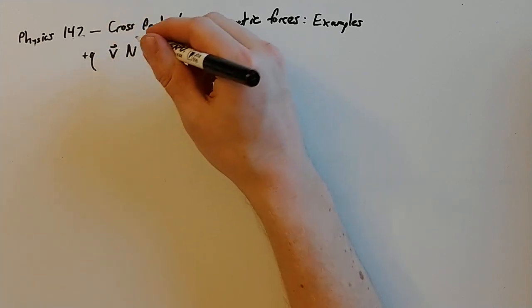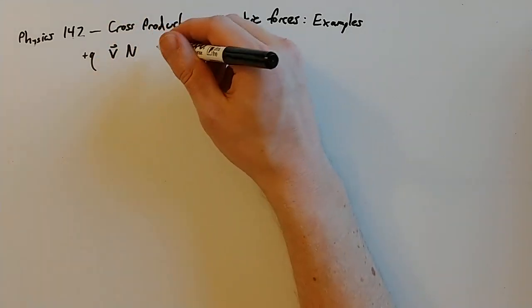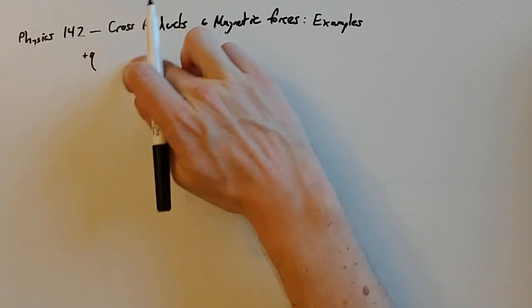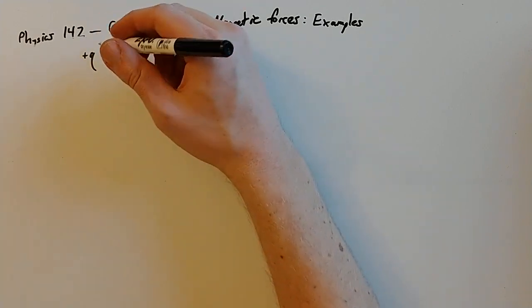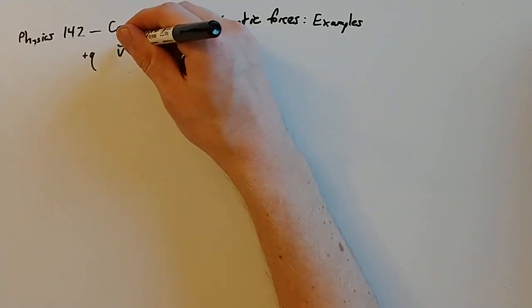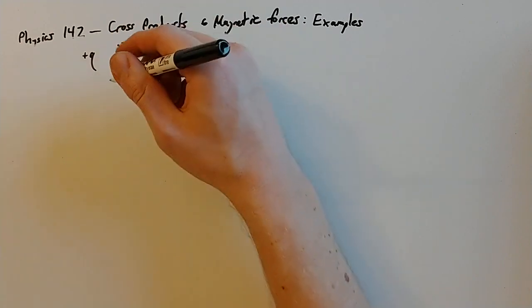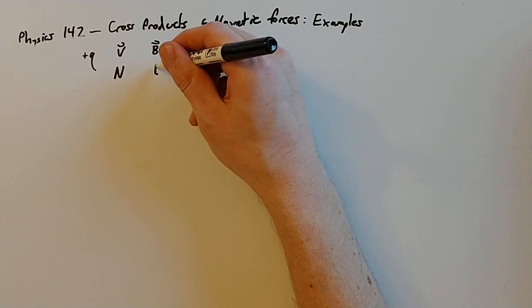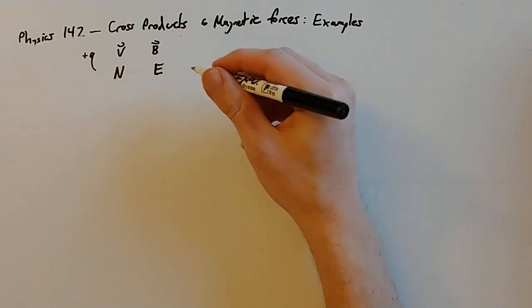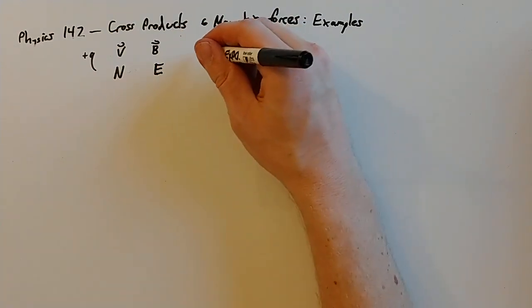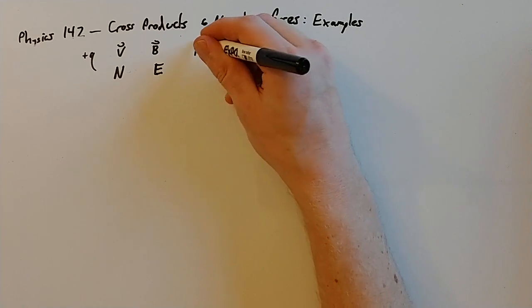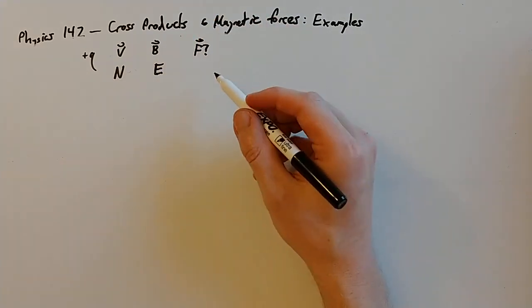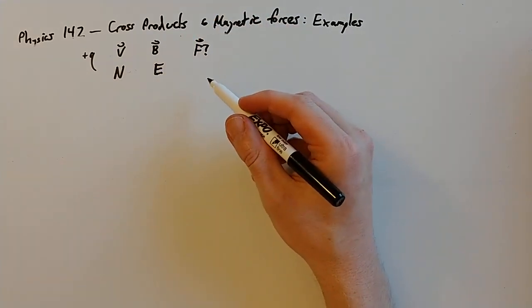We'll have V north. And let's make some tables here. We'll start with positive Qs for all of these, and then we'll make a table of Vs and Bs. Let's suppose that V is north and B is east. We have a magnetic field pointing east, and the question is, how does the force point? What direction is the force?